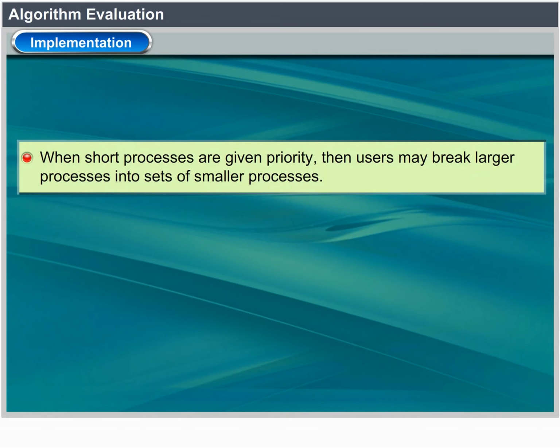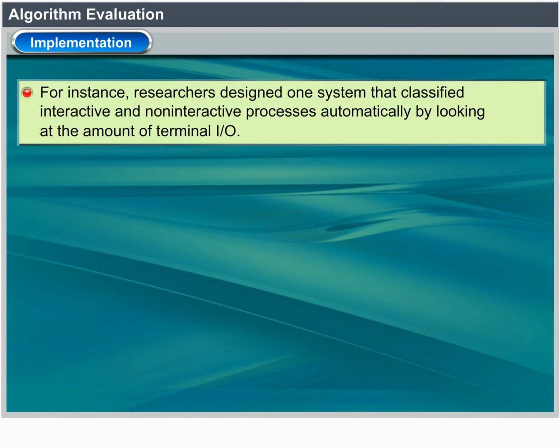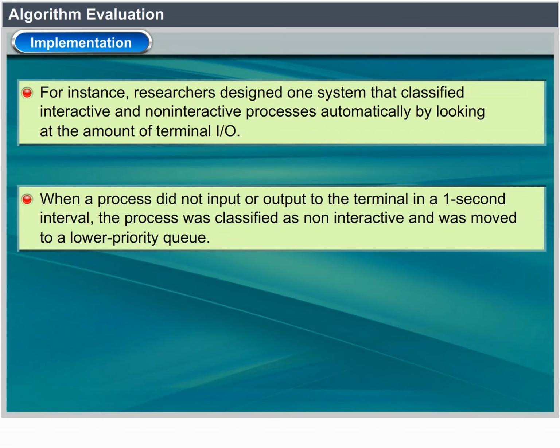If short processes are given priority, then users may break larger processes into sets of smaller processes. If interactive processes are given priority over non-interactive processes, then users may switch to interactive use. For example, researchers designed one system that classified interactive and non-interactive processes automatically by looking at the amount of terminal input-output. If a process did not input or output to the terminal in a 1-second interval, the process was classified as non-interactive and was moved to a lower priority queue.